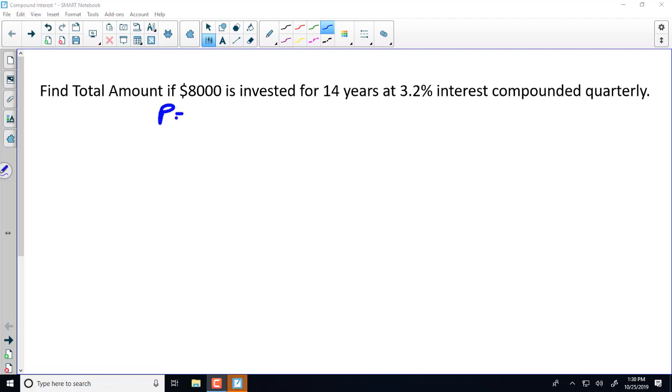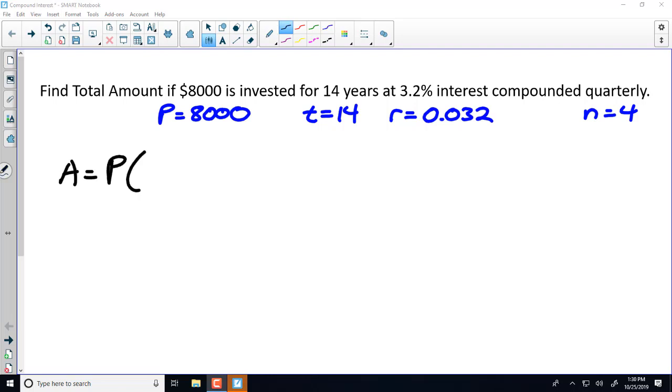We know that our P is going to be 8,000. We know that our T is going to be 14. We know that our R, rewritten as a decimal, will be 0.032, and the quarterly tells us that n equals 4. Plus, since this doesn't say continuously anywhere, we know we're going to be using this formula right here to compute how much money we have. We're looking for the total amount.